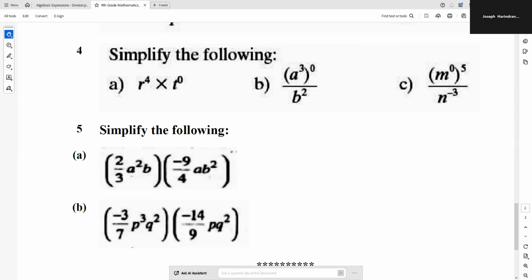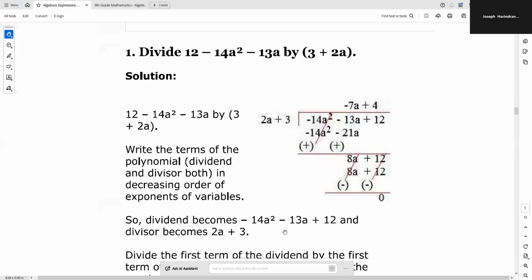Let us now see how division is done. So far we have seen multiplication. Now we're going to see division. Now let us take an example. To divide an expression like this. First of all, in this example we have to divide 12 minus 14a squared minus 13a by 3 plus 2a. First of all, we have to arrange the terms in the descending order, or decreasing order of the degree, the exponents. Because we have a here, a squared here.